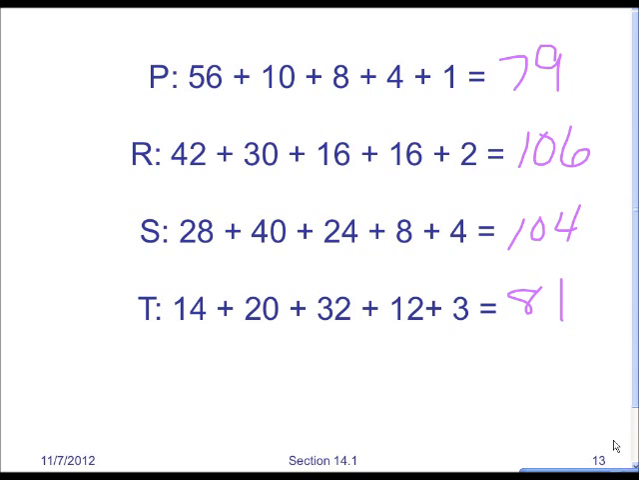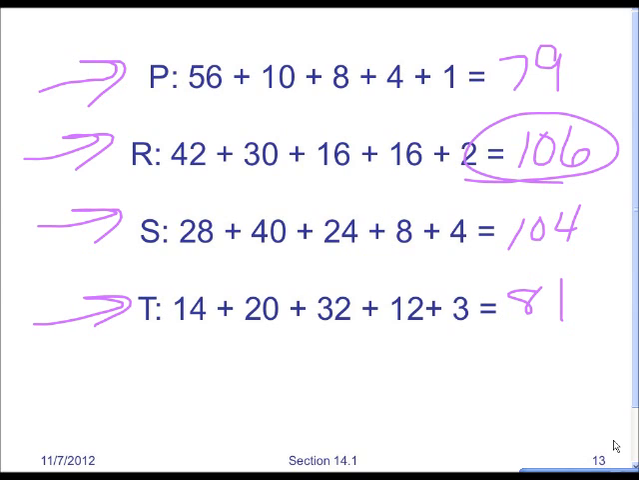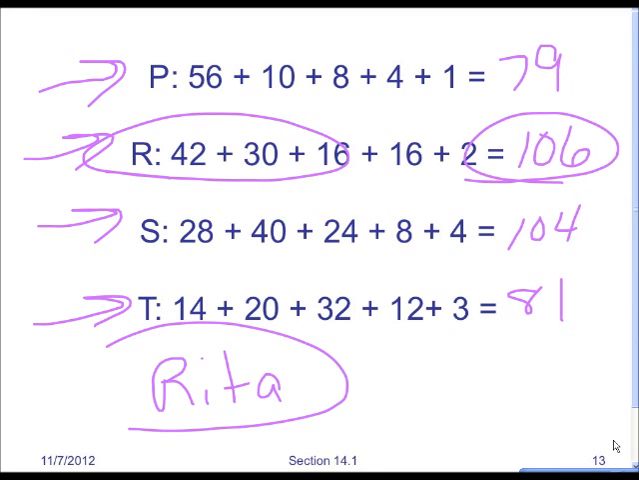So now we check to see who has the most points. We've got 79, 106, 104, 81. The highest number of points is 106. So using the Borda count method, Rita would be our winner, not Paul. Notice somebody else won. Depends on how you count the votes.